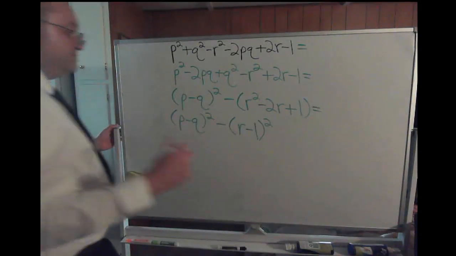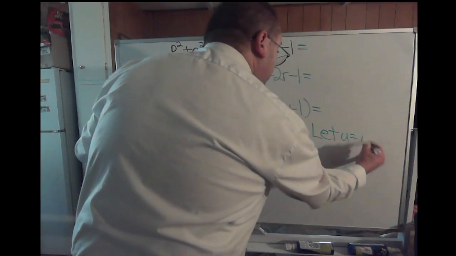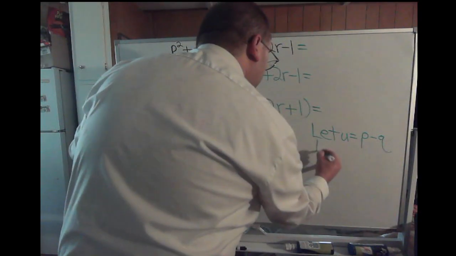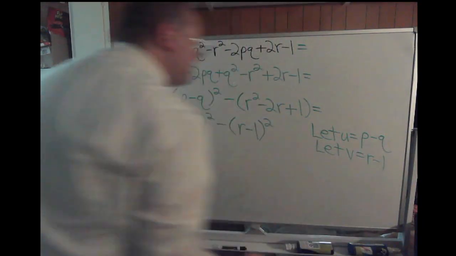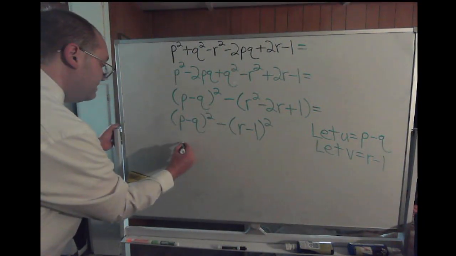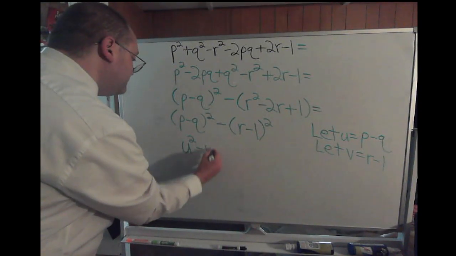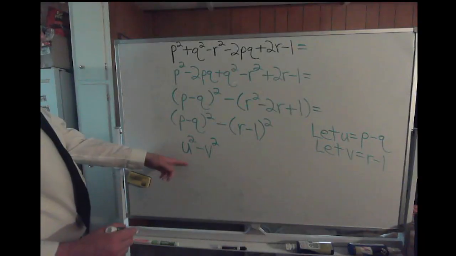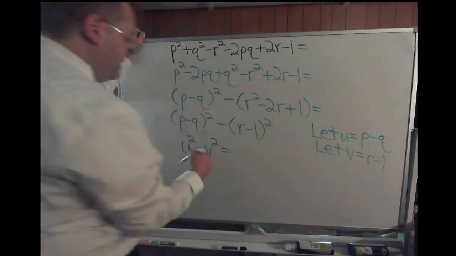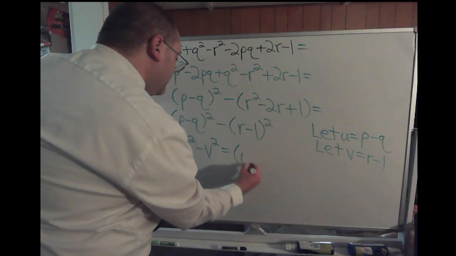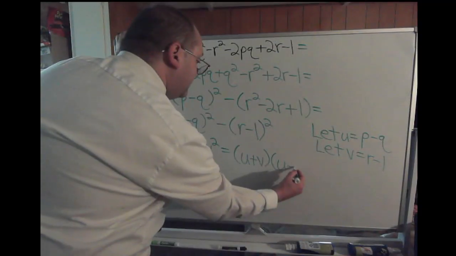Now do a couple substitutions here. Let u equal p minus q. Let v equal r minus 1. So p minus q, we decided that was u. That'd be u squared minus the r minus 1, that's v squared. So we have u squared minus v squared. Now you're simply just going to take a difference of two squares. You would get u plus v, that quantity, times u minus v.